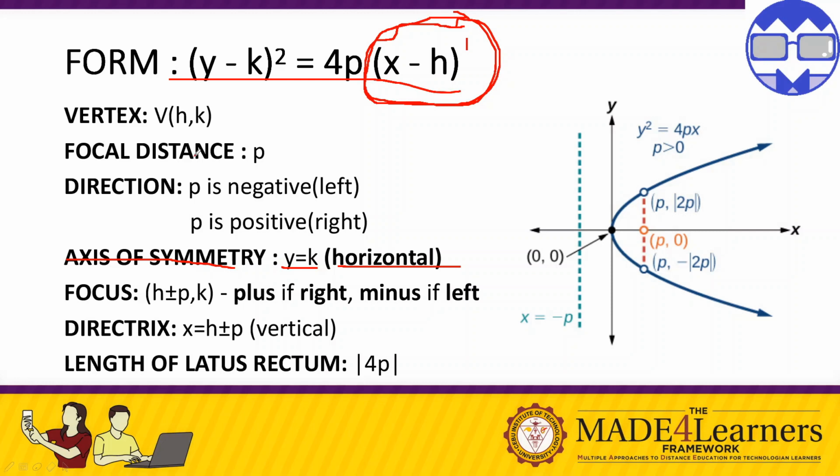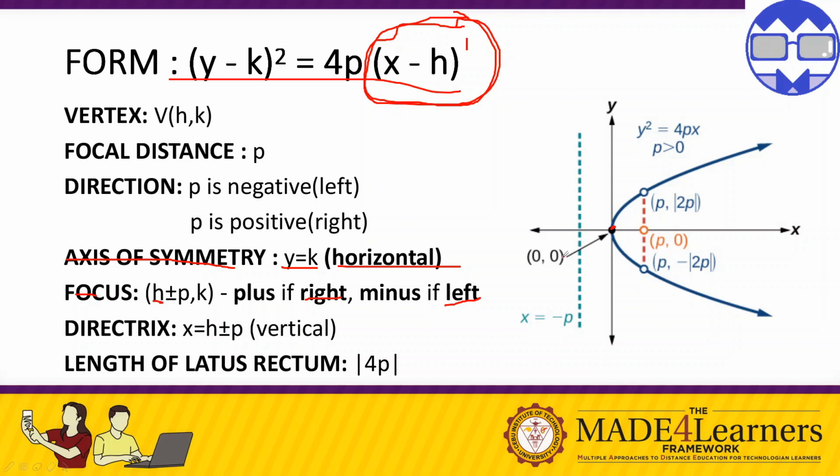Okay, so next for the focus. Since the axis of symmetry is horizontal, we will add the focal distance at h, because remember h is the horizontal movement. So we use plus p if it's opening to the right, and minus p if it's opening to the left. So for example, here in this image, this is our vertex h, k.